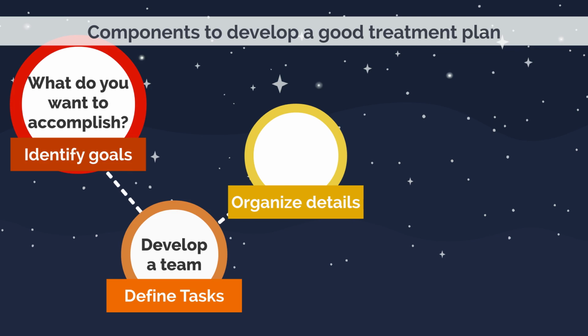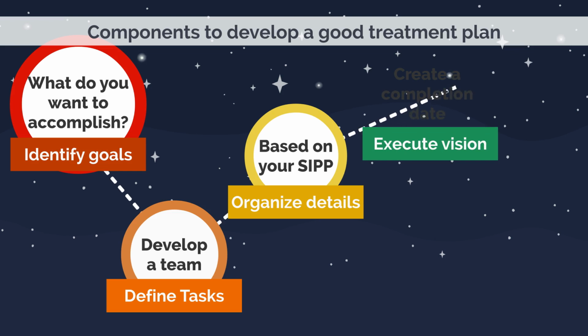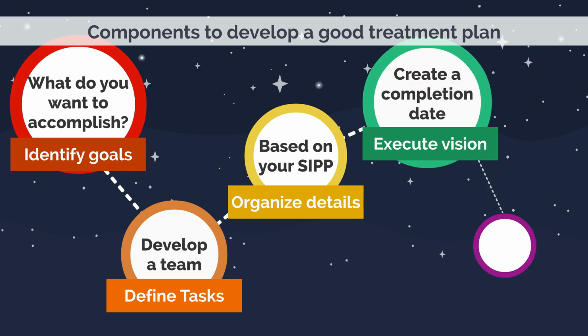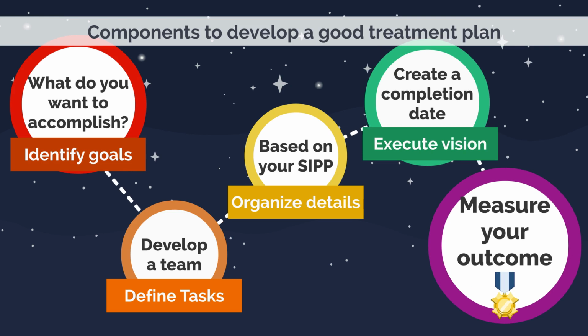Next, organize the details based on the defined tasks. These tasks can be modified based on your S.I.P tool. So go back to 3.1 and look at your patient perspective, or I have a link provided below. Next is the most satisfying step in your plan, which is to execute your vision and create a completion date. And the last step, your final reward, is for you and your physician to measure your outcome.